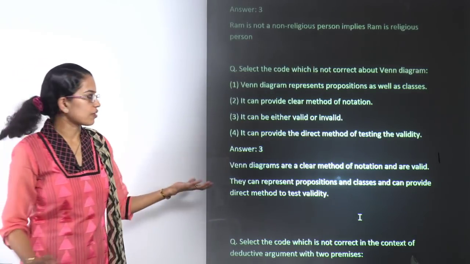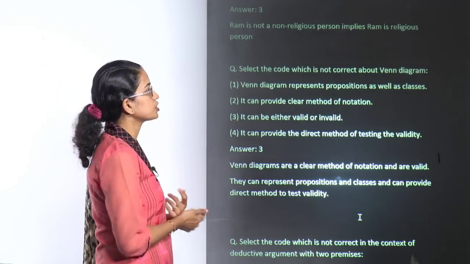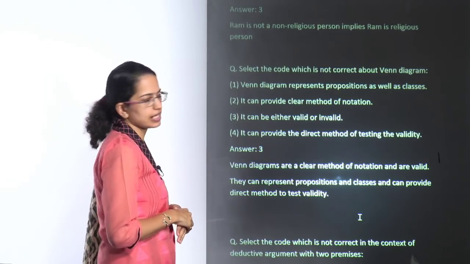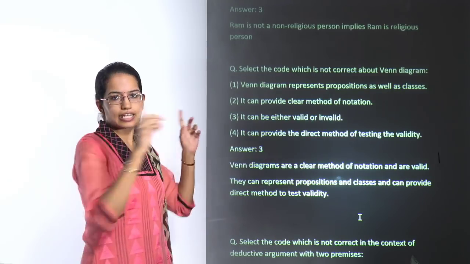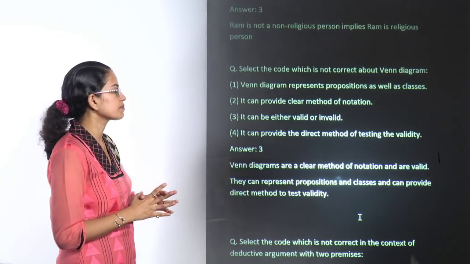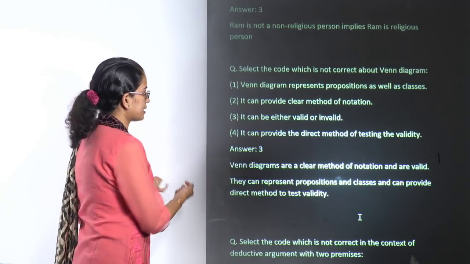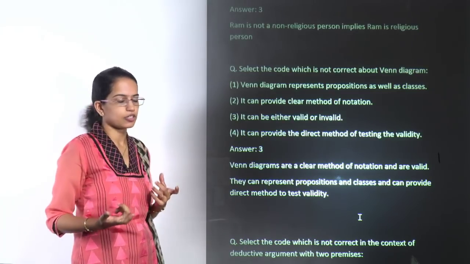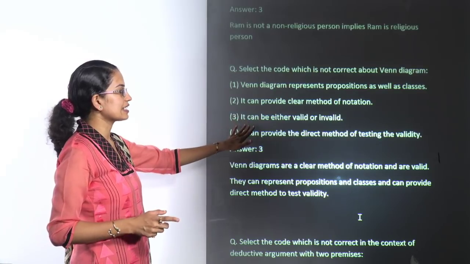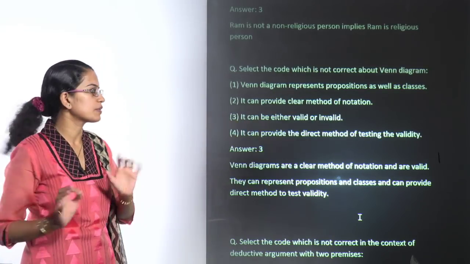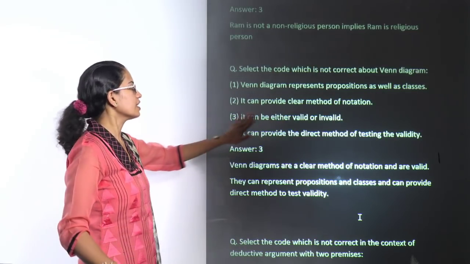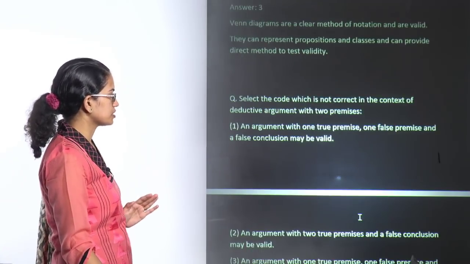Let's begin with the next set of questions. Now the first question here was, which of the following is not correct about Venn diagram? So Venn diagram represents propositions and classes, that's correct. It provides a clear method of notation because you are drawing it and explaining it, so it's a clear method of notation. It provides a method to test the validity, whether what you are doing is correct or not, but it can either be valid or invalid is incorrect, because Venn diagrams have to be valid because you are able to test the validity, and therefore it cannot be invalid.